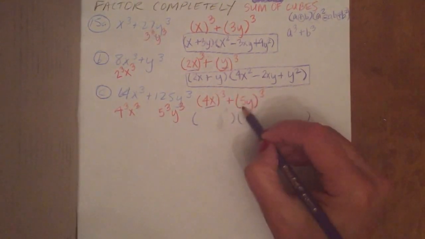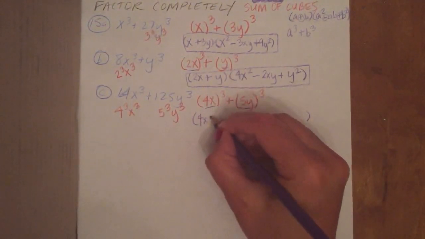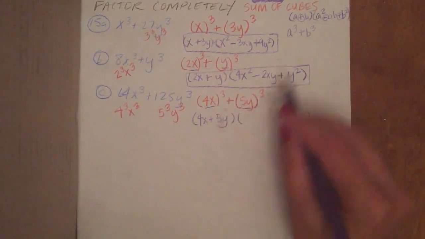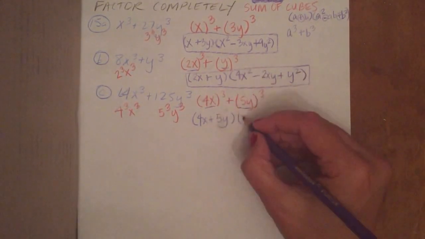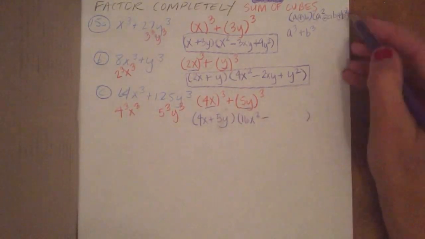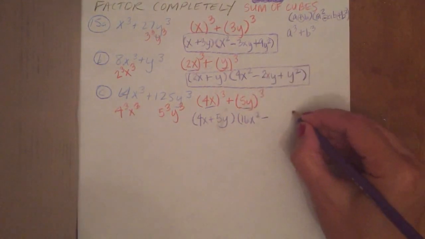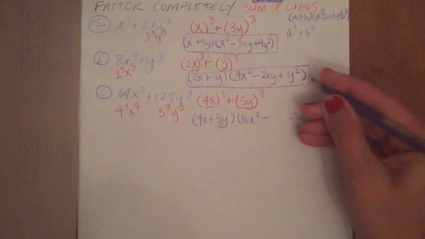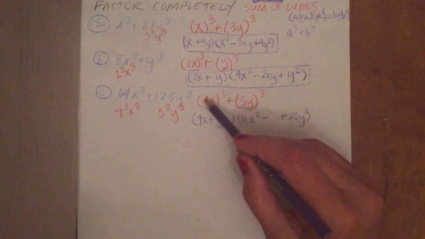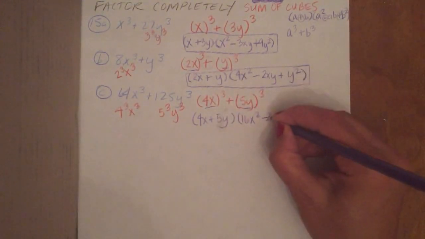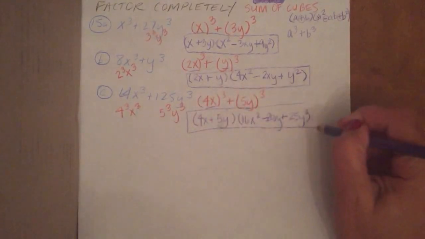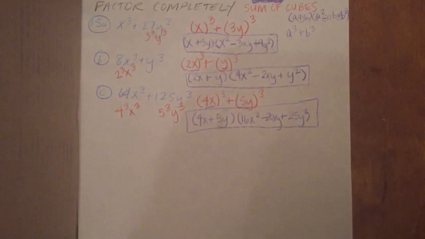So my a and my b, 4x plus 5y, that's my a and b term. My a squared, so 4x squared is 16x squared. B squared is going to be 5y squared, so that's going to be 25y squared. That's plus. And then AB goes in the middle, 5y times 4x, and that gives you 20xy. And that is how we factor a sum of cubes.